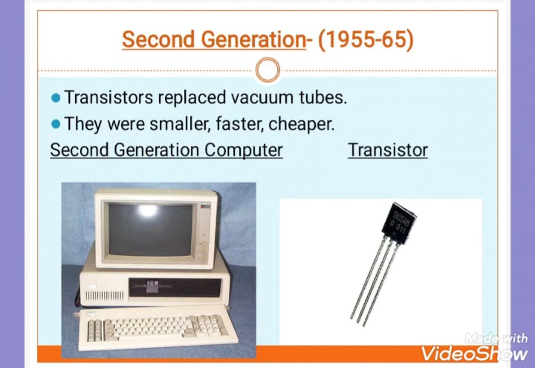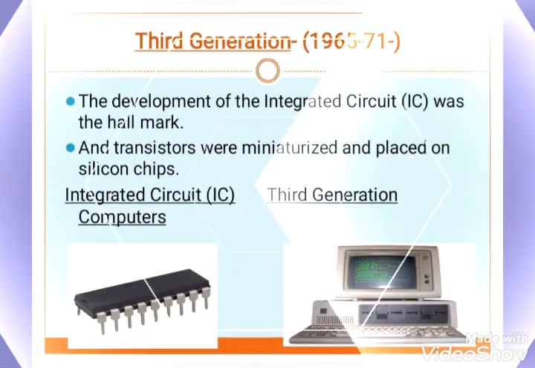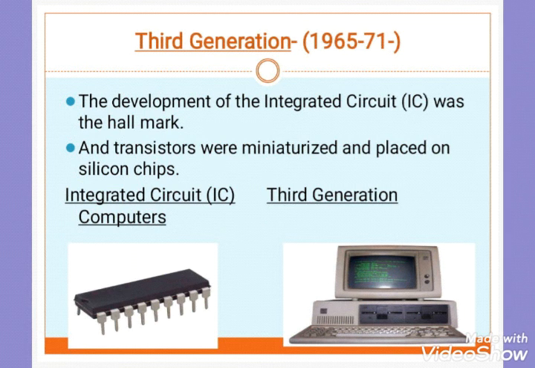Now we will see the third generation computer. It was developed in 1965 to 1971. Here, the development of the IC, that is the integrated circuit, was the hallmark of the third generation computer. Transistors were minimized and placed on silicon chips called semiconductors, which increased the speed and efficiency of computers.